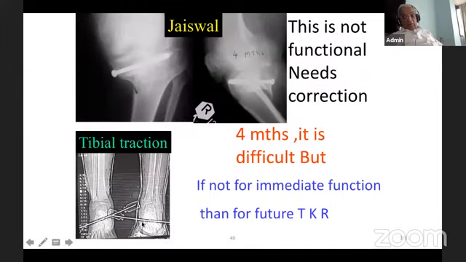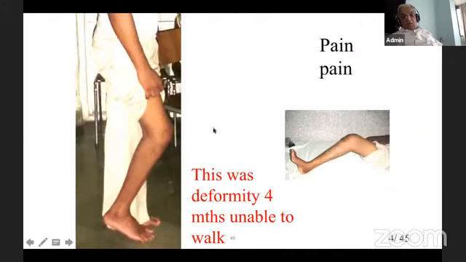And here was some CT done for some other reasons. You can see he made this calcaneal traction or a tibial traction. Well, I think calcaneal traction. So this is how it is. Now it is already 4 months. This is not functional. And here it is the marked deformity.